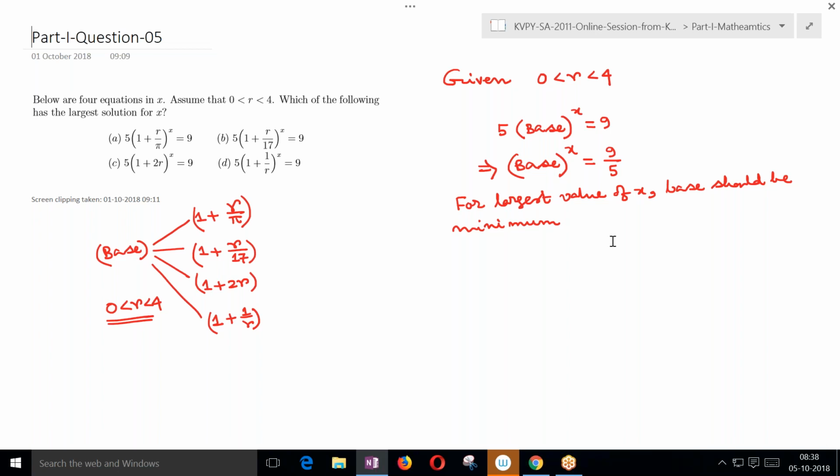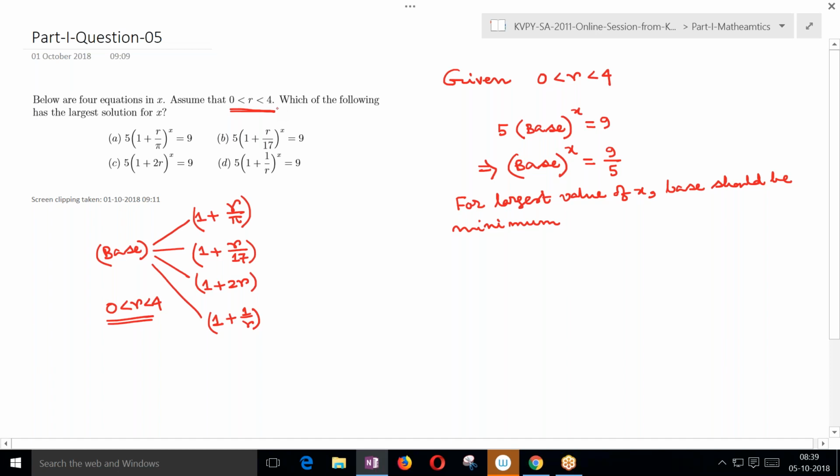Now, out of these 4 equations, there is a constraint: the value of r is between 0 and 4, excluding 0 and 4. So this is the underlying condition. Then the question is, which of these equations has the largest number of solutions? That means which equation will give us the largest value of x.